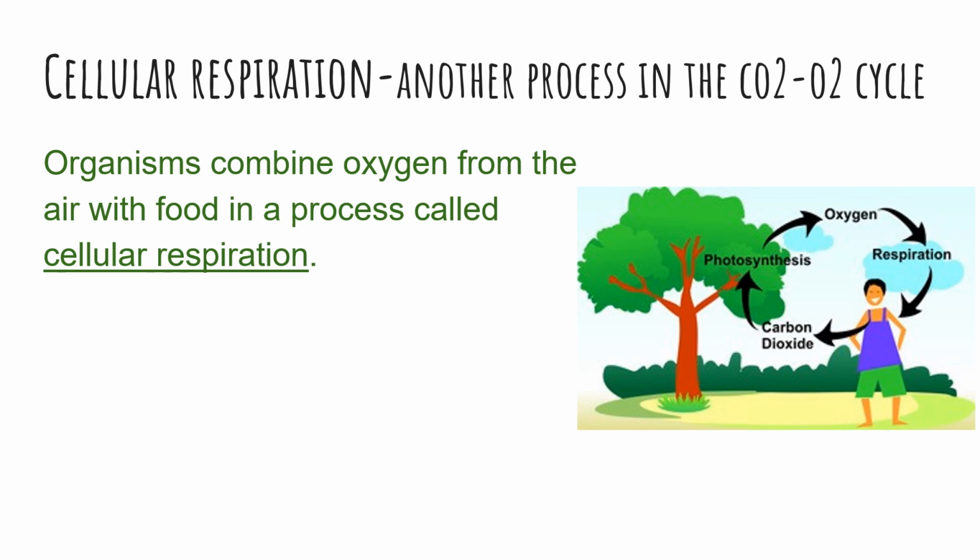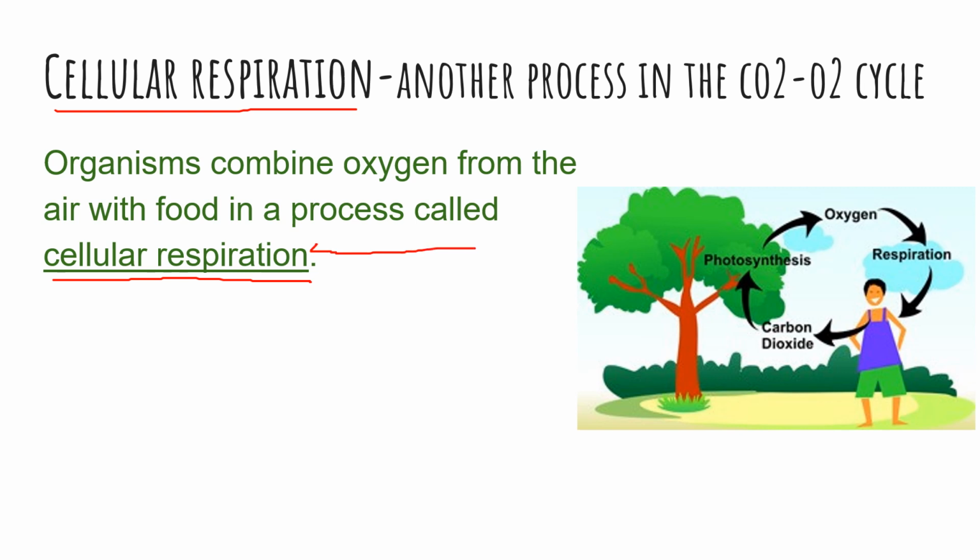All right, if that's the first process, then cellular respiration is the second. This is another process in the CO2-O2 cycle. Organisms, living things, combine oxygen from the air with food they've already eaten in a process called cellular respiration. We did mention this back in the cell unit as part of the metabolism of a cell. Has to do with how fast or slow the body can burn through calories and then use that to create ATP. All of that is done during cellular respiration.